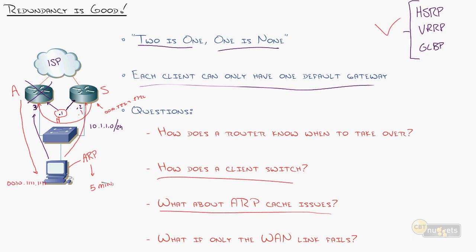So that's a 5-minute outage while we're waiting for this to time out and send another ARP message to get the new MAC address. Well, the designers of all these protocols thought of that and they said, okay, we're going to make not only the IP address a virtual IP address, we're going to make the MAC address a virtual MAC address as well. So from the beginning, the active router here will never reply to an ARP message with his IP address. He'll always reply with this virtual MAC address.